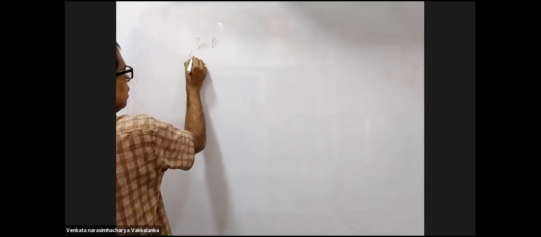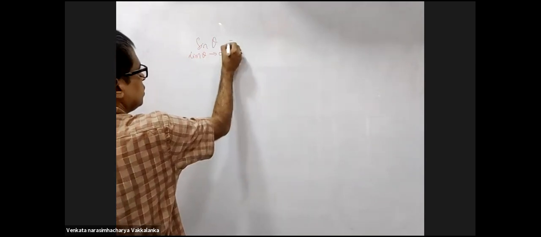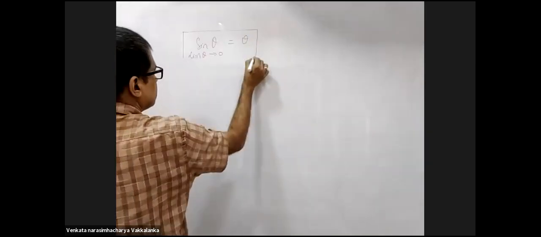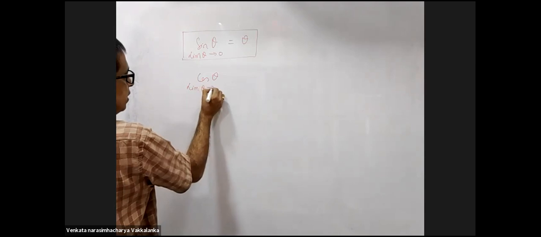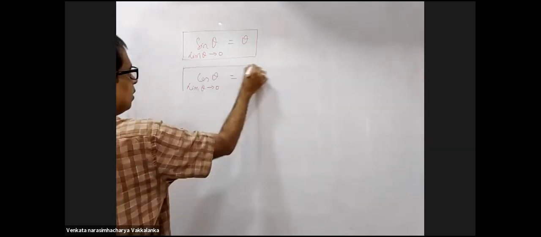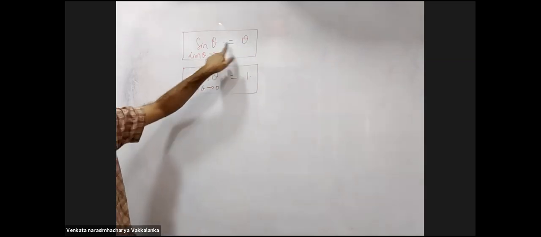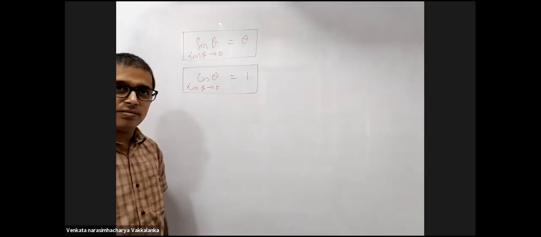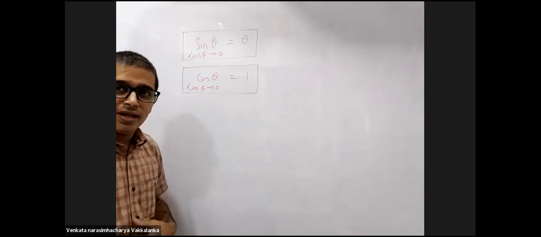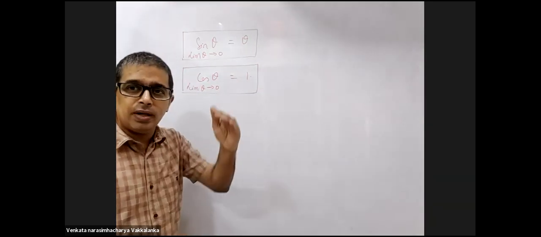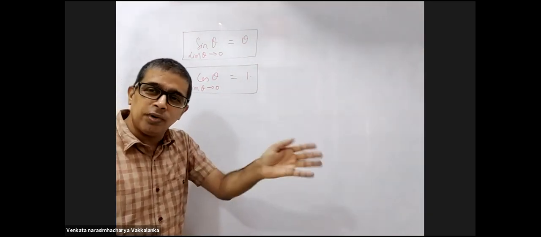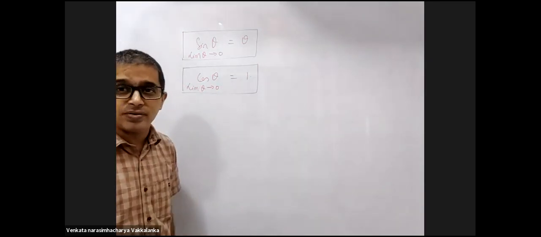Sine of theta, limit theta tending to 0, will be theta. Cos of theta, limit theta tending to 0, will be 1. These two formulae you will have to remember. Limit theta tending to 0, sin theta will be equal to theta. Suppose I take 0.1 degree, 0.2 degree. You can see the sine table when you open it up. Sine 0.2 degrees converted to radians, you will get the same answer.